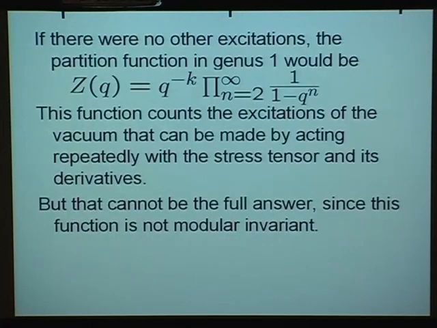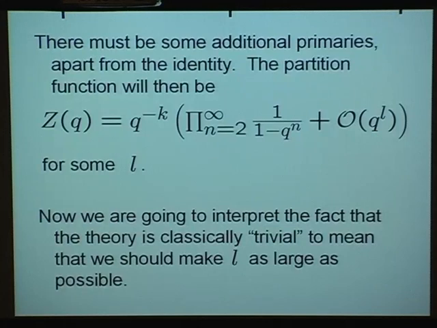So this function counts the excitations that we can make by acting repeatedly with the stress tensor and its derivatives on the vacuum. But it can't be the full answer because it's not modular invariant. There have got to be some additional primaries apart from the identity. So the partition function might agree with this one for small values of the energy, but there's got to be some correction.